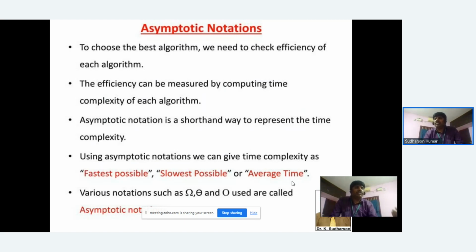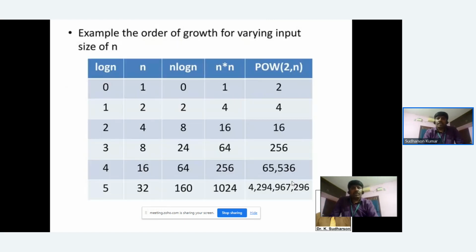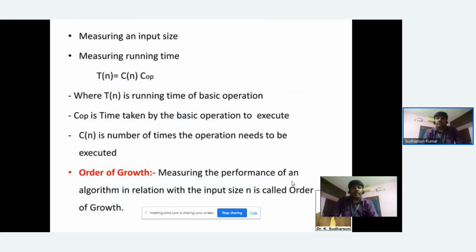Different algorithms have different time complexities. A time complexity may be a very lengthy function, but we can reduce that lengthy function into a minimized, simple form to denote the time complexity. For that we use asymptotic notation, and we'll see it in detail in the upcoming session. So up to order of growth, I'll wind up this session.